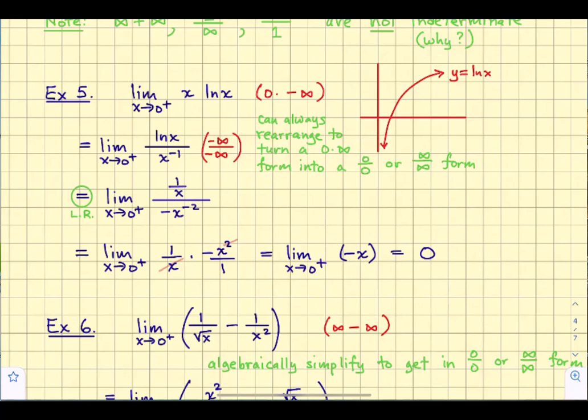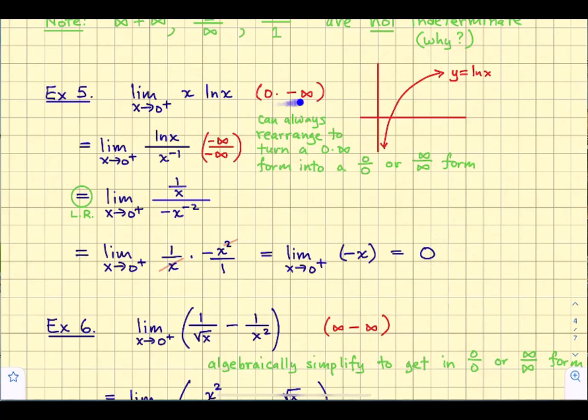By L'Hopital's rule, we take the derivative of the top, we get a 1 over x. We take the derivative of the bottom, we get a minus x to the minus 2. Now we need to do a little algebra to simplify this. If we just rewrite this as 1 over x divided by minus x to the minus 2, which is the same as 1 over x times minus x to the positive 2 over 1, then we cancel 1 power of x here. This is the limit as x approaches 0 from the right of minus x, which gives us a 0.